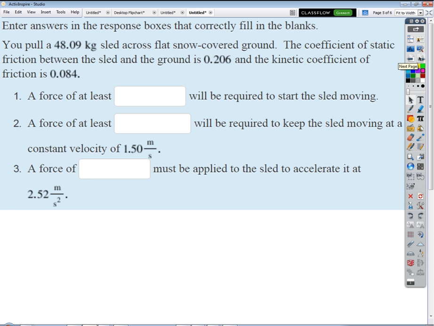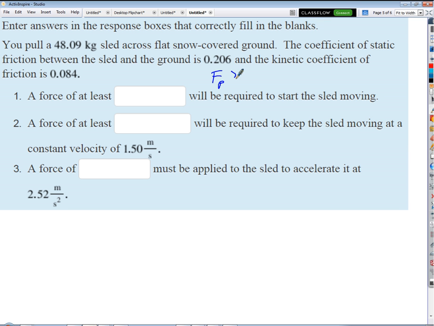So don't we know here then that the pushing force is going to have to be greater than or equal to the static frictional force, which is mu sub s times the normal force. But what's the normal force involved if I'm pushing horizontally? Just the weight, isn't it?